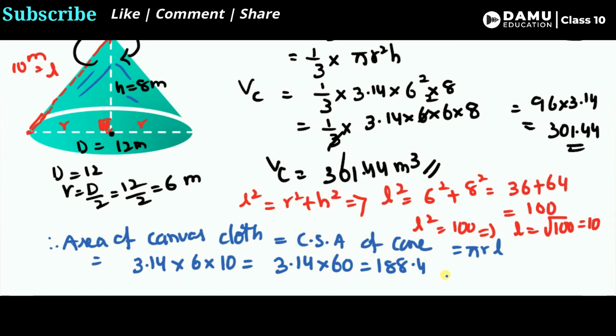188.4. What is that area, right? For that meter square. So this is the cloth required. Like this we have to find it.